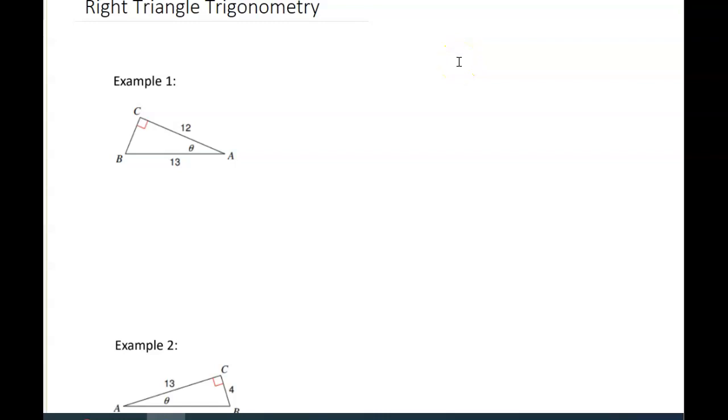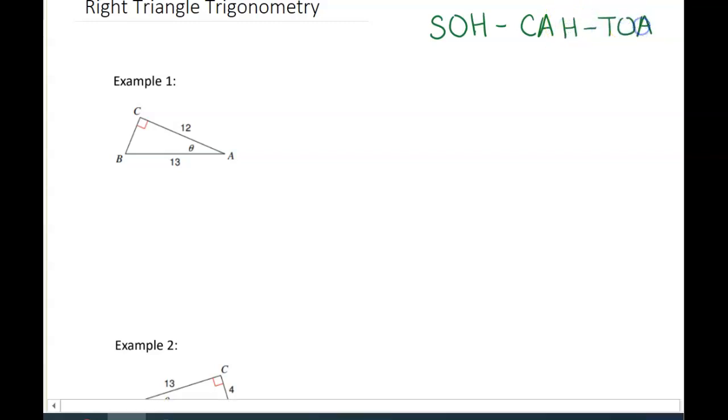All right, guys, so this is to review some right triangle trig that we learned in geometry. Now, if you recall, hopefully you do, we want to remember SOHCAHTOA. Remember the SO stands for the sine of some angle is going to equal the opposite over the hypotenuse. And then the cosine of some angle is going to equal the adjacent side over the hypotenuse.